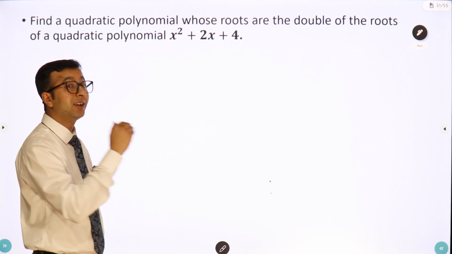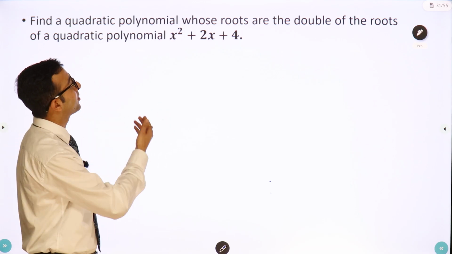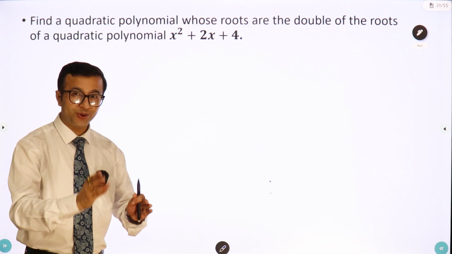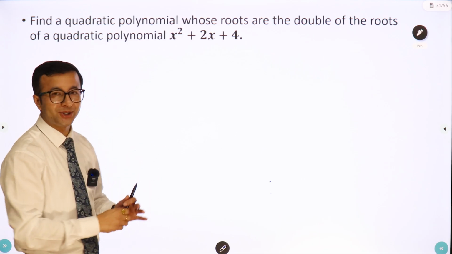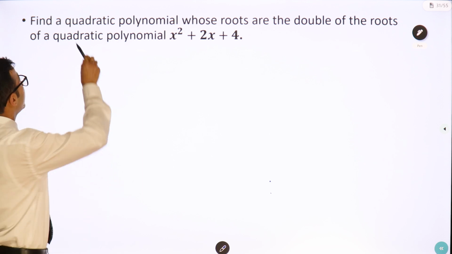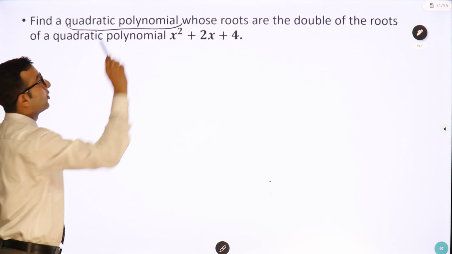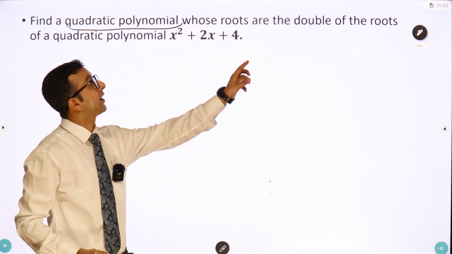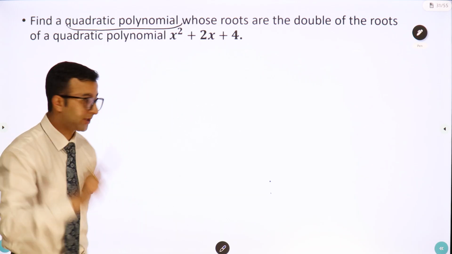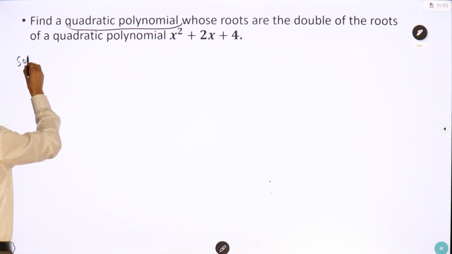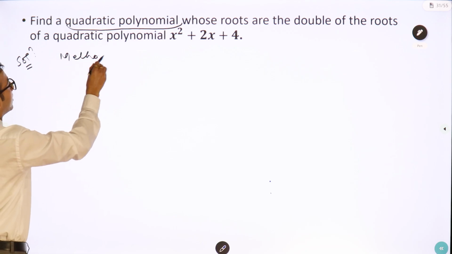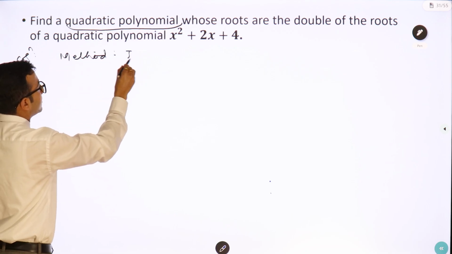Here also you can see the different forms of the equations, but the fact is that sum and product will be mentioned every time. Now look at this question: find a quadratic polynomial whose roots are the double of the roots of a quadratic polynomial. This first we will solve with one of the methods. I will call this method number 1.